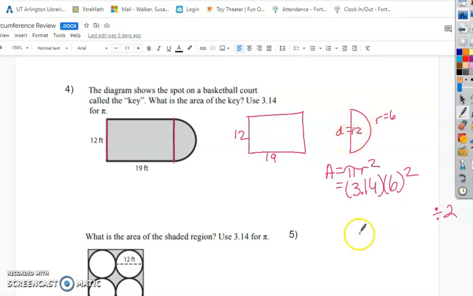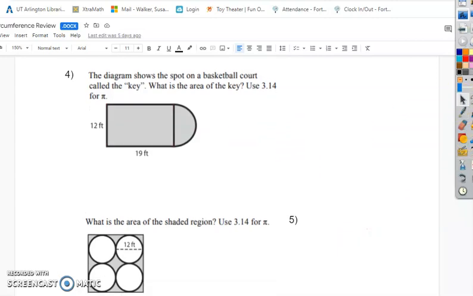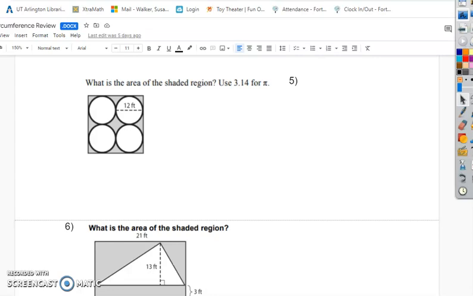Now, what I will tell you is whatever you get here, that's going to help you with number 4 because 4 has a diameter of 12. Look here, we have a diameter of 12, okay? So remember, find the full circle, use it here, divide by 2 for this one because it's half, and then add it to whatever you get for the rectangle.